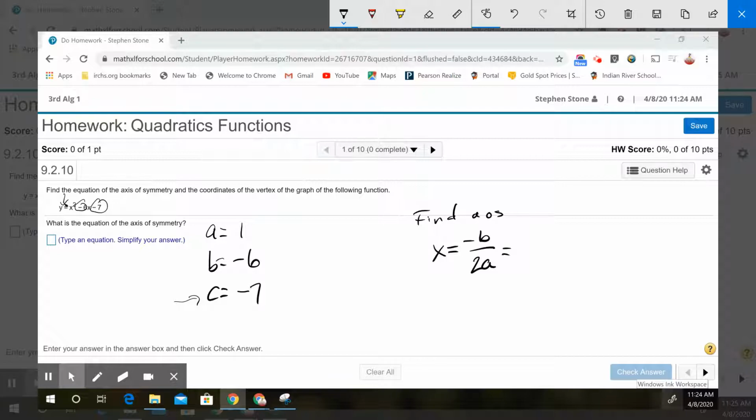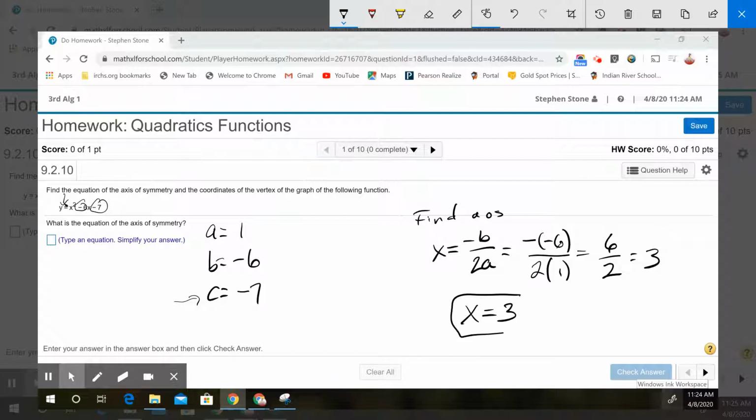All right, so negative of b. In this case, b is negative 6, so it's the negative of negative 6. And we all know what happens when we do that. I think we do at least. The opposite of negative 6 is positive 6, and 2 times 1 is 2. The equation for the axis of symmetry is x equals 3.